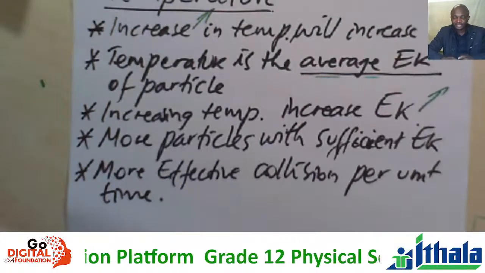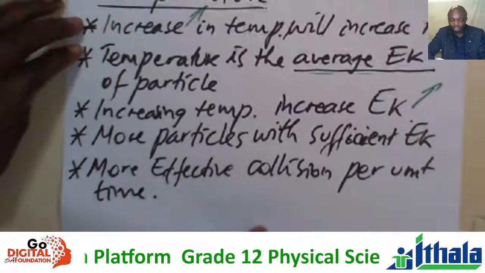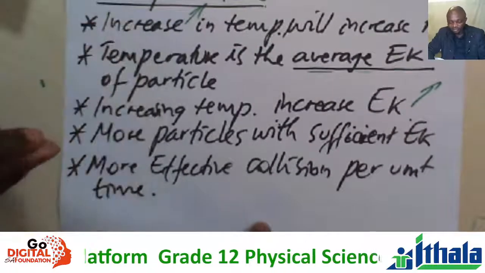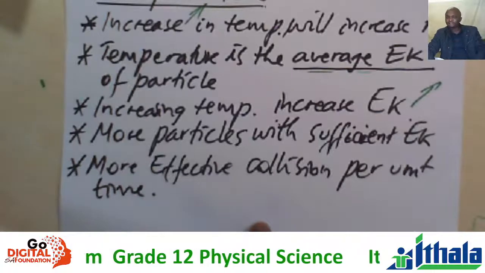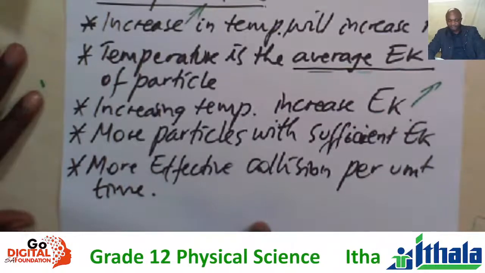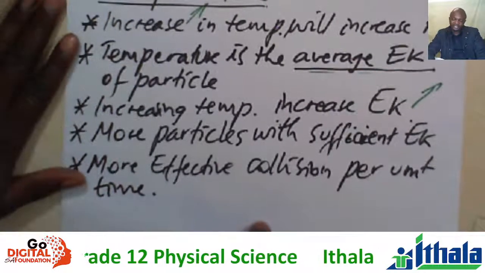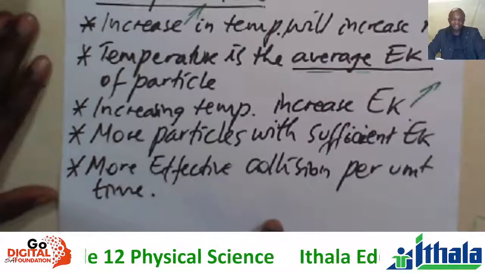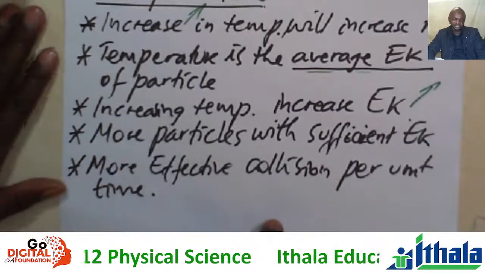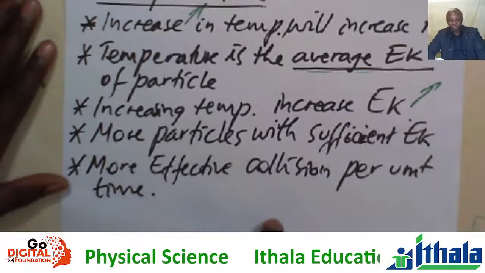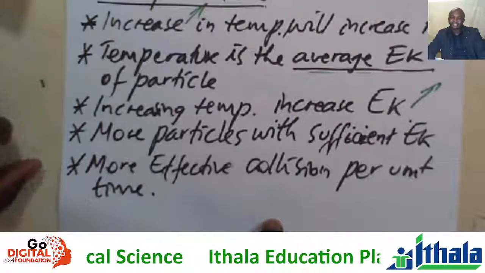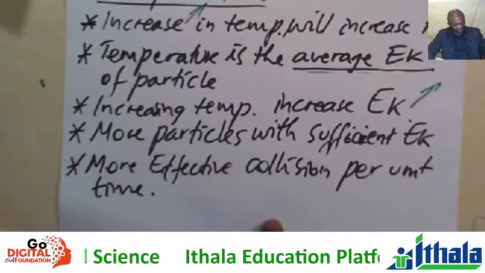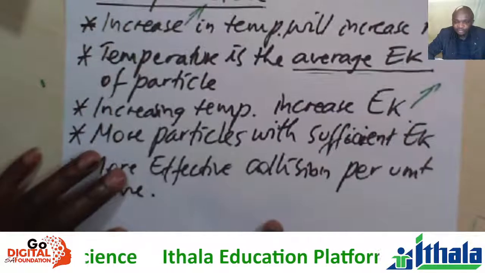The first bullet states the effect, that by increasing this, the rate of reaction will increase. For all of them, as I said, when talking about temperature, increasing temperature increases the rate of reaction. Increasing concentration, rate of reaction increases. Increasing pressure, rate of reaction increases. Increasing surface area, rate of reaction increases. Adding a catalyst, rate of reaction increases. So that is the effect for all of them.